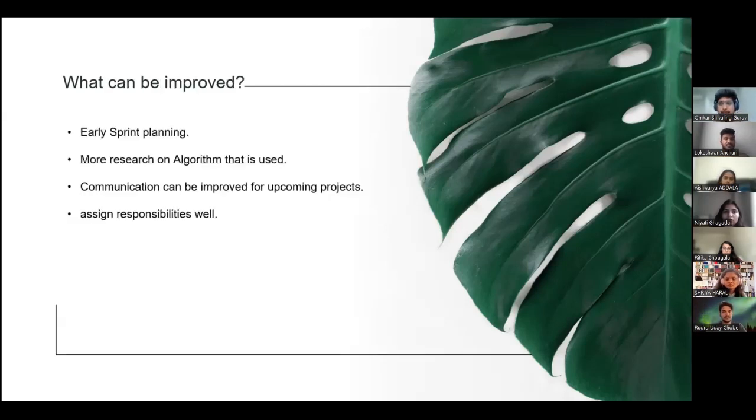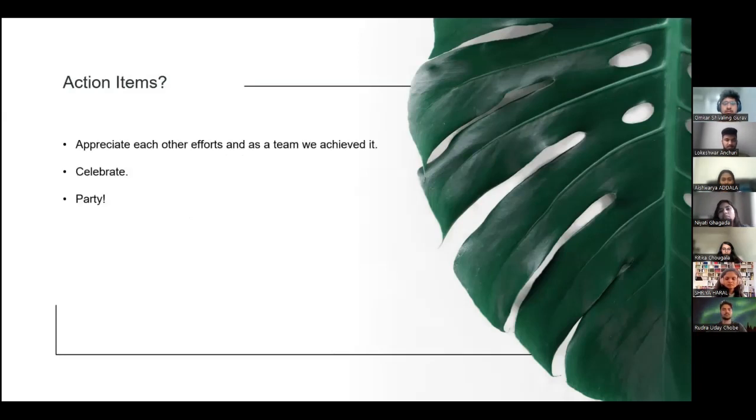What can be improved? We considered these things for our future projects and upcoming professional life. We thought early sprint planning should be the major one, and we should improve a lot in that point. The second one is more research on the algorithm that is used. Communication can be improved for upcoming projects, and assign responsibilities well. Next slide, please. Action items.